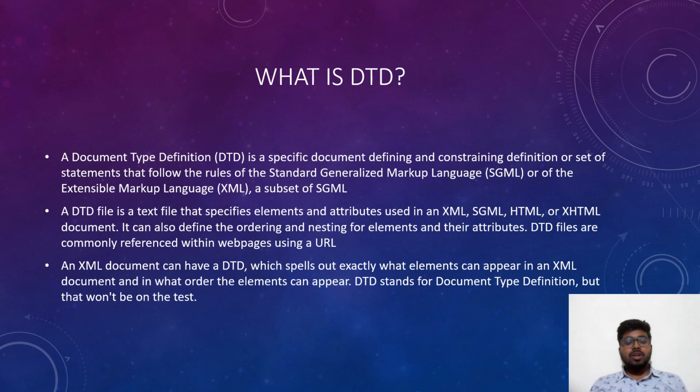An XML document can have a DTD which spells out exactly what elements can appear in an XML document and in what order the elements can appear. DTD stands for Document Type Definition, but that won't be on the test.